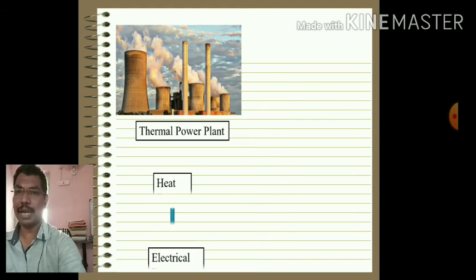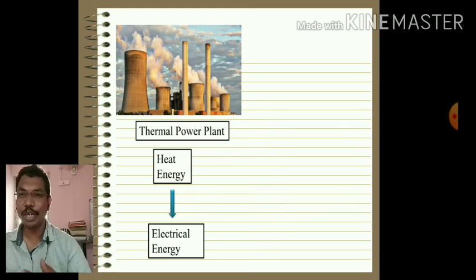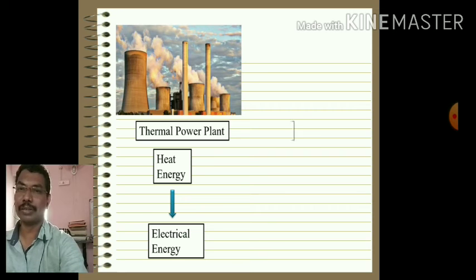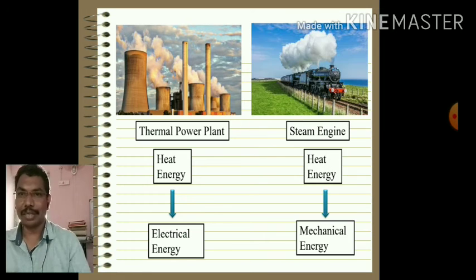Now let us see, it is a thermal power plant where heat energy is converted into electrical energy. See, in the previous slide we have seen an electrical heater, where it converts electrical energy into heat energy. Now we have a reverse process, where heat energy is converted into electrical energy in thermal power plants. And in the steam engine, in olden days all trains ran with steam engines, where heat energy is converted into mechanical energy.